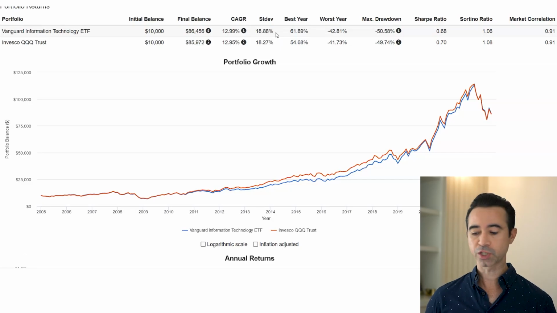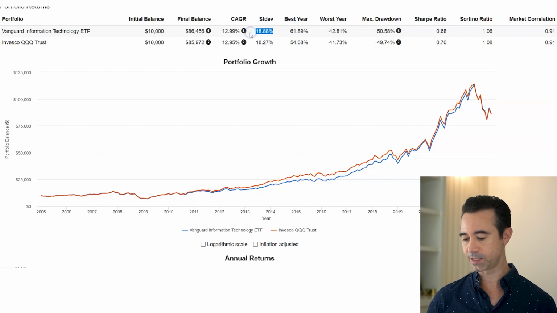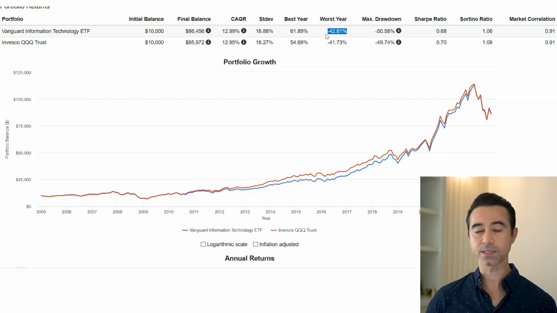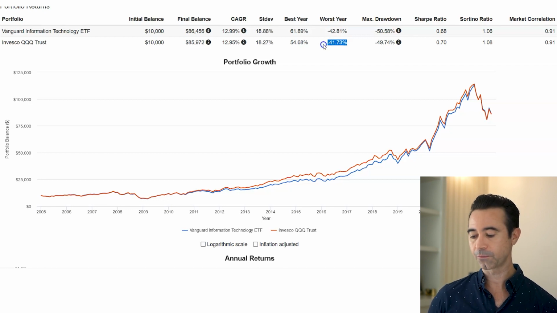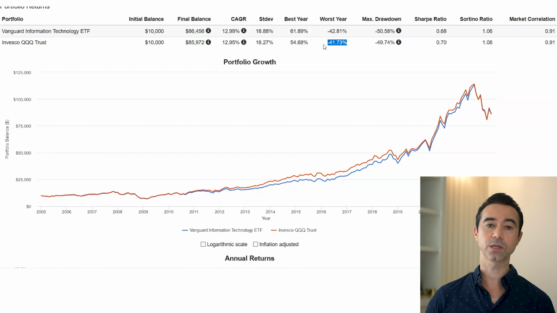The standard deviation shows there's a little bit less risk inside QQQ than there is in VGT. The worst year for these two was a negative 42.81% for VGT and a negative 41.73% for QQQ. So a little bit less of a drawdown in QQQ. You lost a little bit less money, or the amount of money you had in your ETF dropped by a little bit less in QQQ, but essentially it's the same amount.